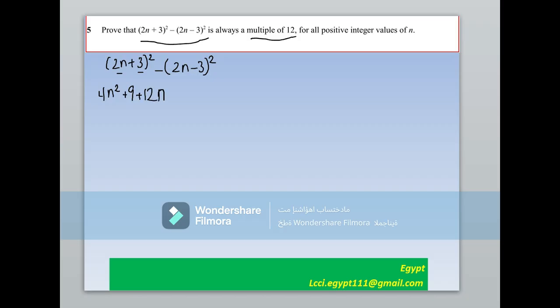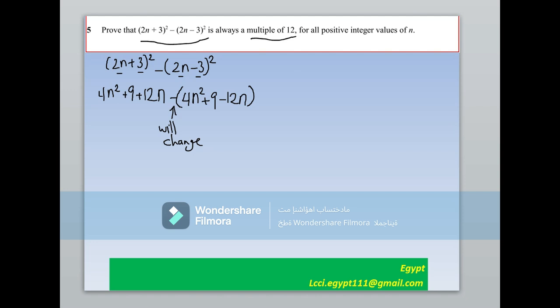equals 12n. Don't forget n in this term, minus, open bracket please. You should open the bracket because the negative sign will change all the signs inside the bracket. But let's do another complete square. The first term will be squared. The second term will be squared. The first times second times 2. Don't forget the n in this term.